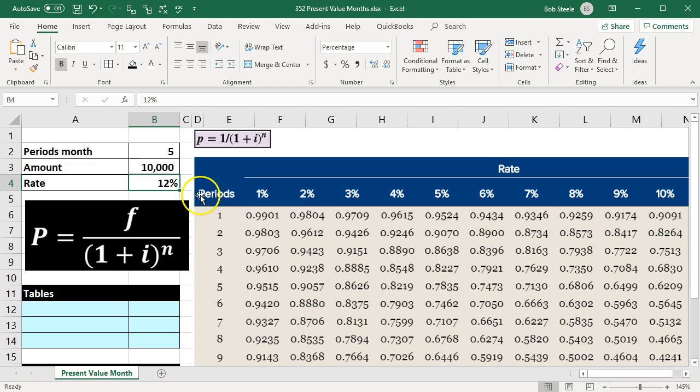So we would say, all right, the periods now are going to represent months. We have 5 months. That's not a problem. So 5 months instead of 5 years. But now the rate, we can't go all the way out to 12%. We have to go to 12 divided by 12, which will be 1%. So we need to get to the 1% here.